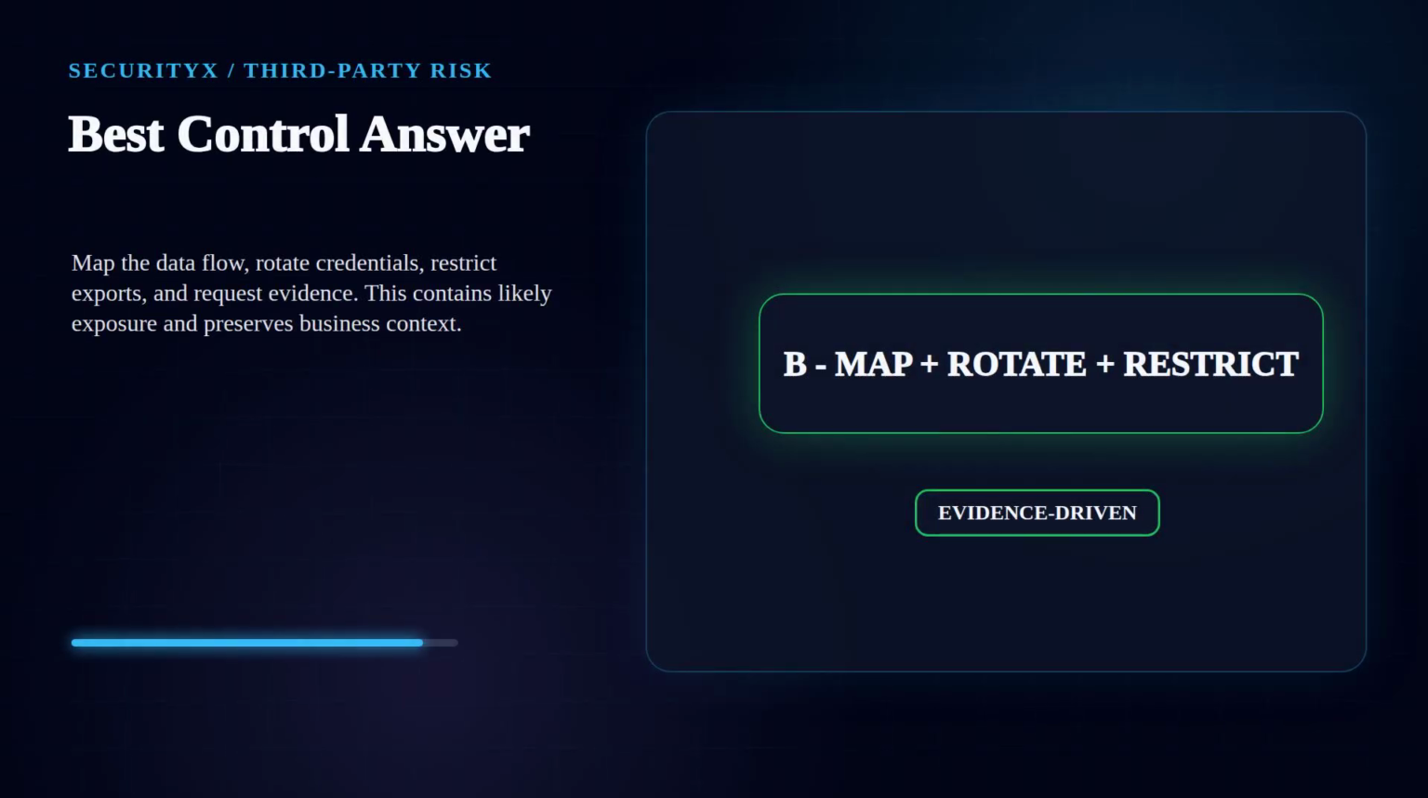Best answer: B. Map the data flow, rotate credentials, restrict exports, and request evidence. That choice contains likely exposure, preserves business context, and produces facts for a stronger risk decision.